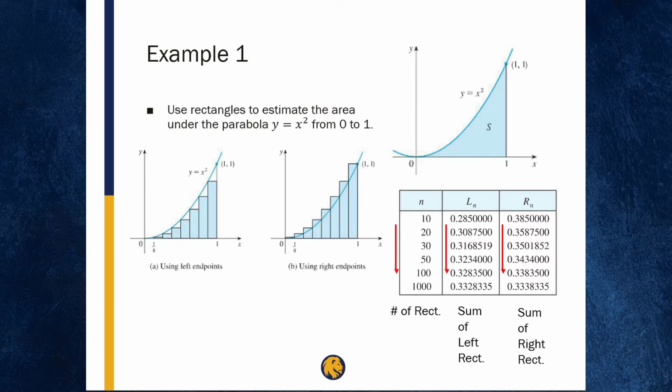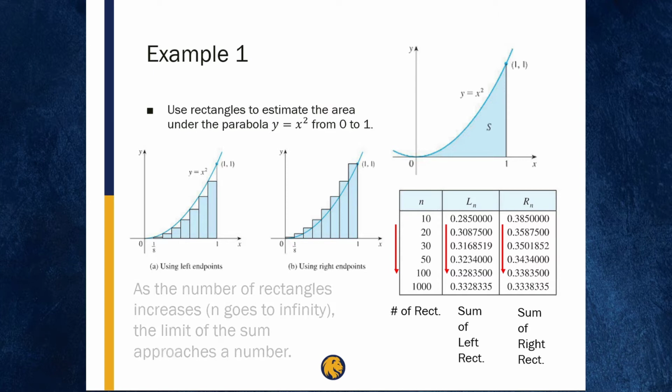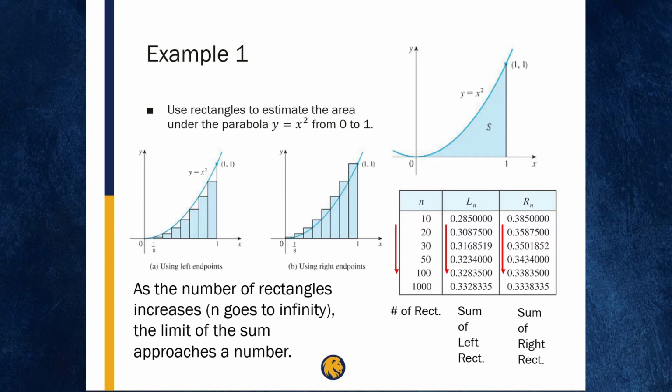Notice how the numbers are slowly getting less apart. So the approximation from either way is getting closer to the actual area inside of the curve. So as the number of rectangles increases, as n goes to infinity, in other words, we can consider the limit of the sum of the rectangles is approaching a number. And that number is going to ultimately tell us what the area under the curve is. So now we're getting into the idea of taking areas, summing them, and using limits to actually get the exact area inside of the curve.